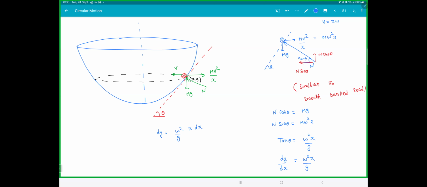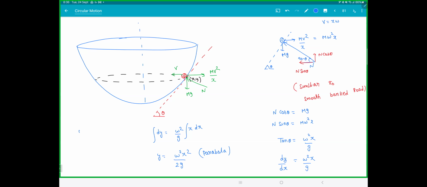So at every point the theta is changing, so tan theta is different. Integrated on both sides, we get y is equal to omega square x square by 2g. This is a parabola. That is your equation, everyone.